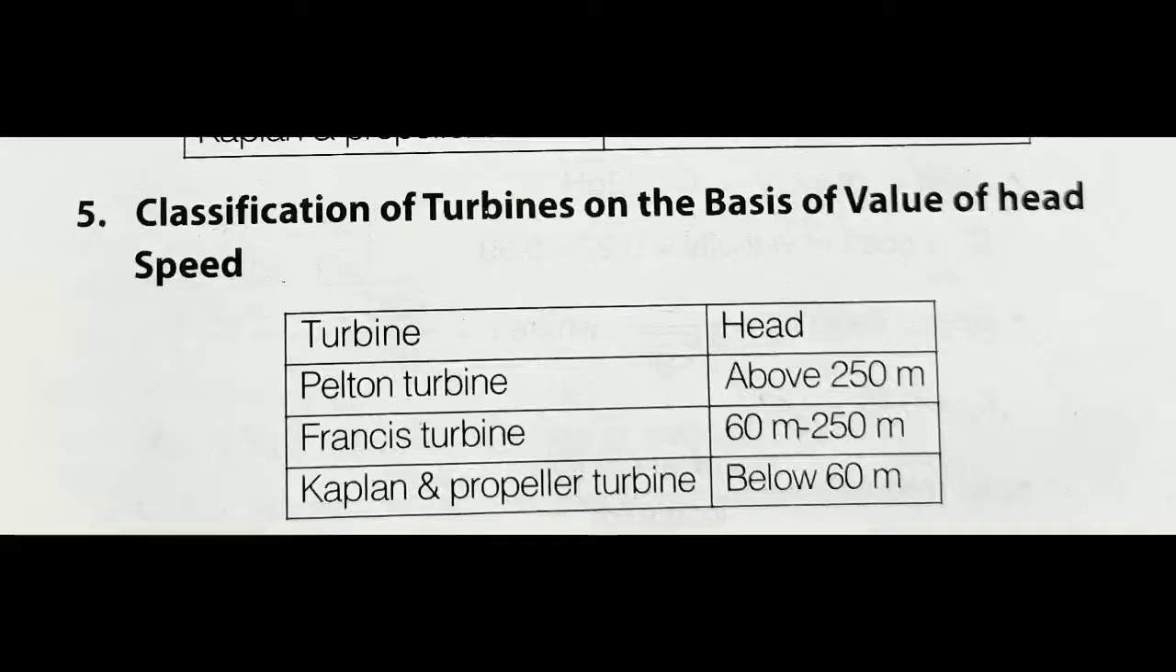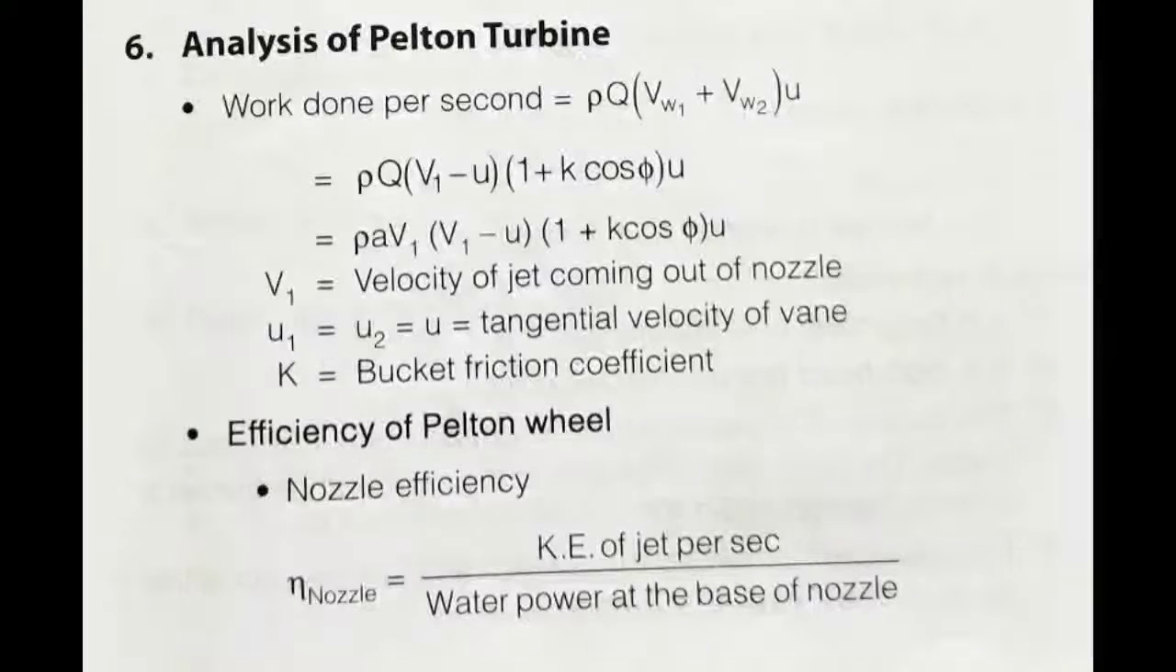For Pelton wheel, the head is about 250 meter. If the head is between 60 and 250 meter, that turbine is Francis turbine. For Kaplan and propeller turbine, the head is below 60 meter.